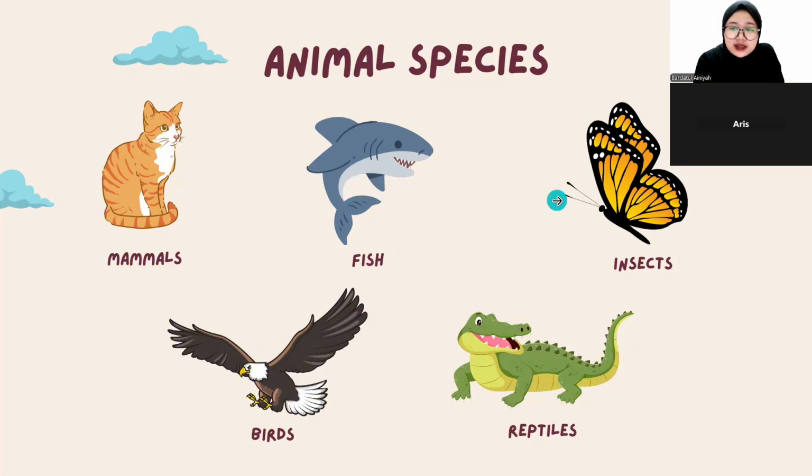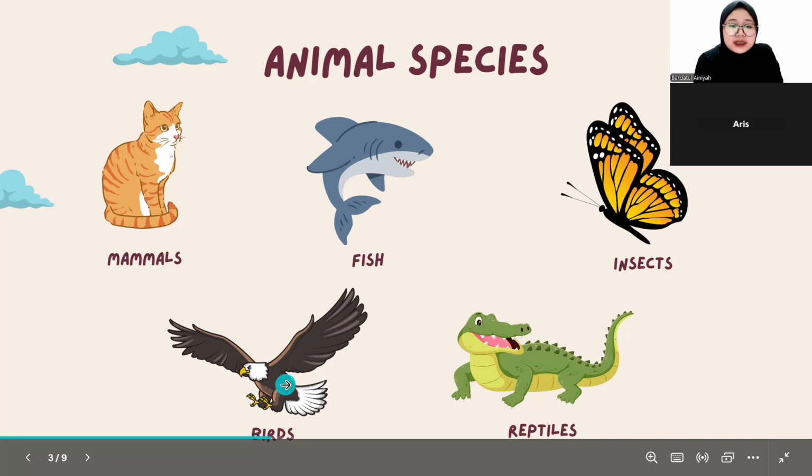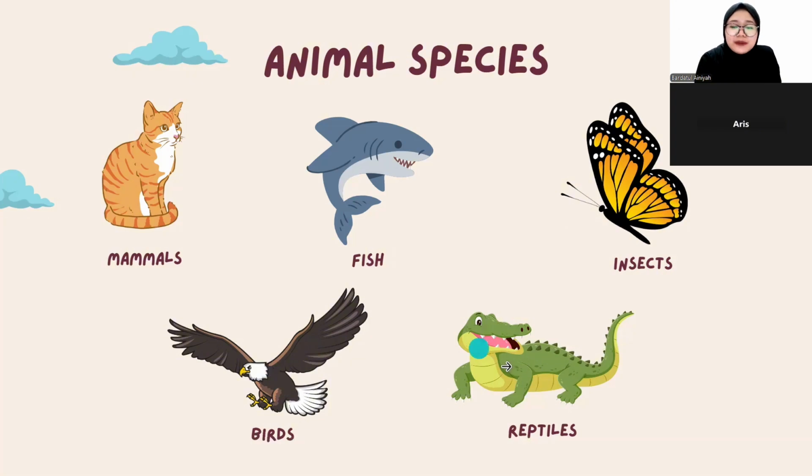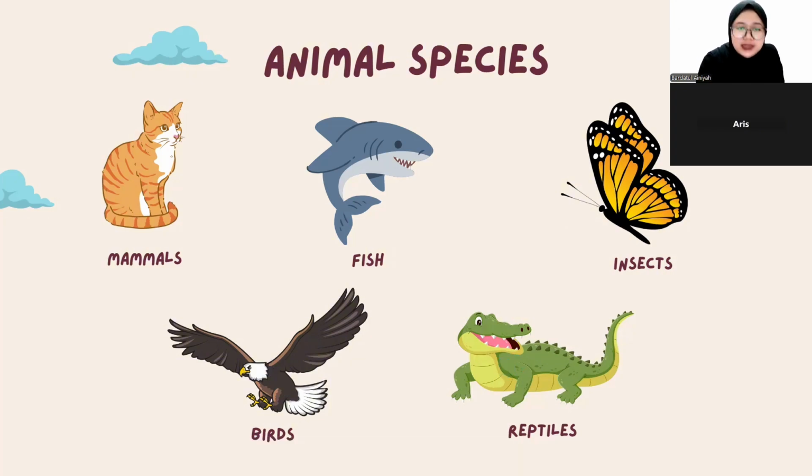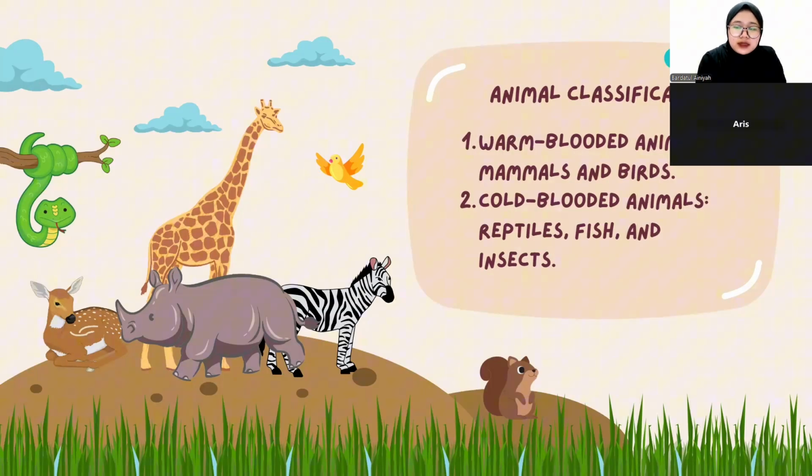For example, shark. And third, insects. For example, butterfly. Fourth, birds. Bird is an animal that have wings and can fly. For example, eagle. Fifth, reptiles. Reptiles is an animal that slither. For example, crocodiles. Okay, next, animal classification.